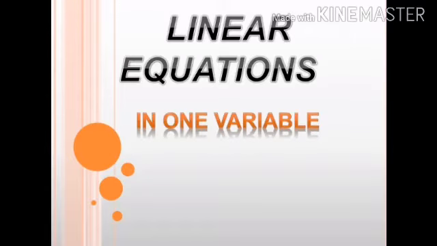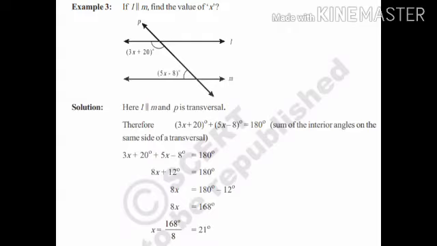In this video, we are going to learn some examples related to exercise 2 in chapter 2, linear equation in one variable. Example 3. If L is parallel to M, then find the value of x. Solution. Here L is parallel to M and P is transversal. Since the line P intersects the other two lines L and M at different places.